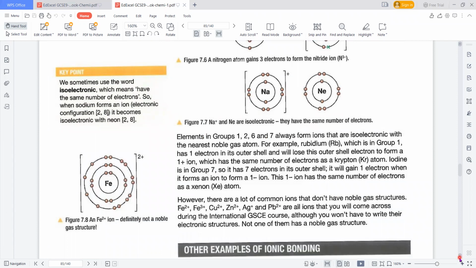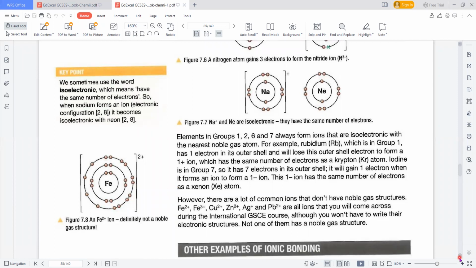Okay, next point would be isoelectronic. Isoelectronic means things which have the same number of electrons. So sodium forms an ion whose electronic configuration is 2, 8. It becomes isoelectronic with neon. Why?